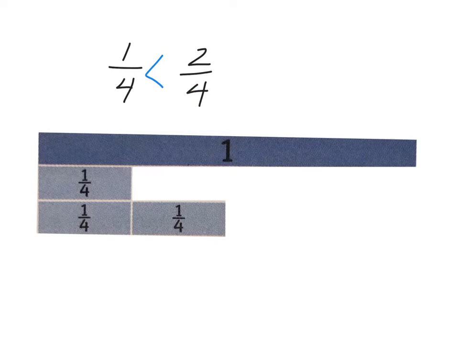Now, explain why 1/4 is less than 2/4. Pause this video until you're ready. Okay, so all the pieces are the same size, aren't they? Because we're talking about fourths. So 1/4 is less because it is only one piece, while 2/4 is two pieces.